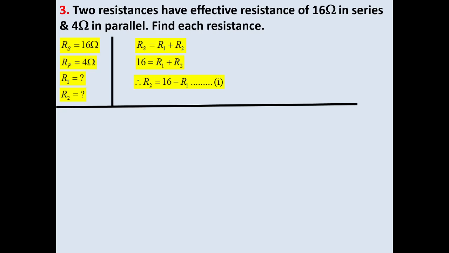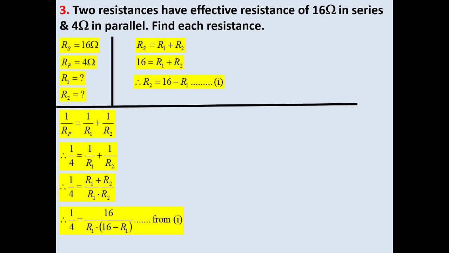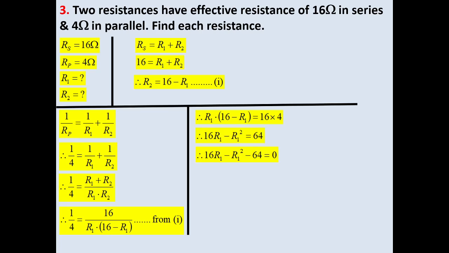Now we will use equation for parallel combination as 1 upon Rp is equal to 1 upon R1 plus 1 upon R2. Substitute the value of Rp as 4. Take cross multiplication. R1 plus R2 is 16. Instead of R2, write 16 minus R1 from equation 1. Take cross multiplication. You will get R1 into 16 minus R1 is equal to 16 into 4. Solving the bracket and rearranging, you will get a quadratic equation in R1. Solve this quadratic equation, you will get value of R1 as 8 ohm.